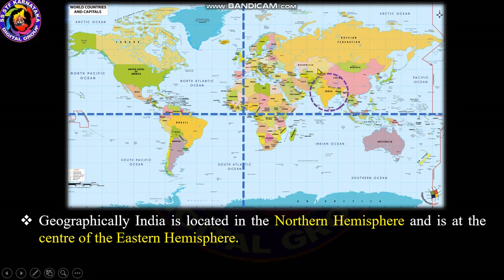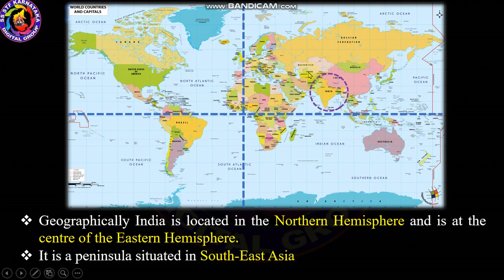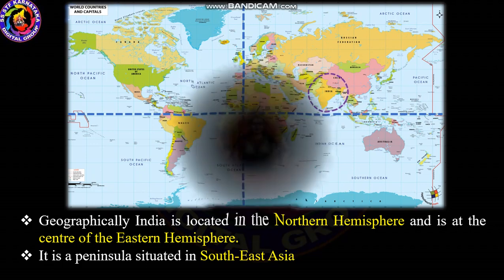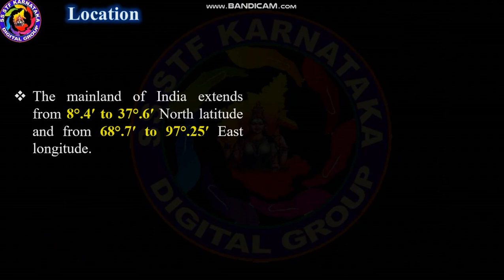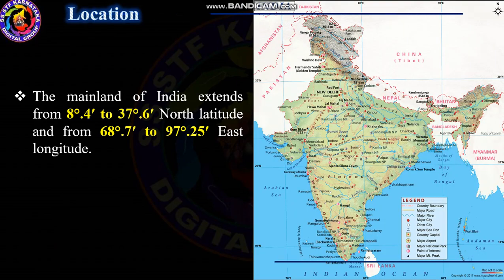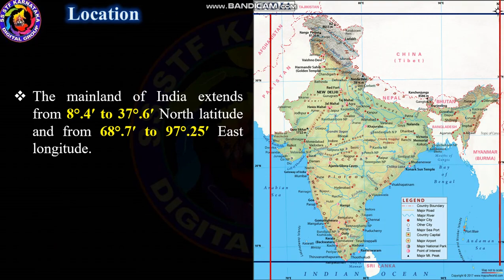India is a peninsular country because it is covered by water on three sides and land on one side, and it is also situated in South Asia. The lines of latitudes and longitudes help us to know the exact location of a place, a state or a country. Let us know the latitudinal and longitudinal extent of India.